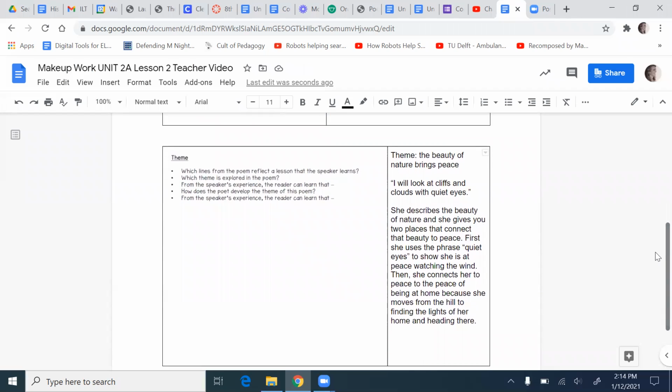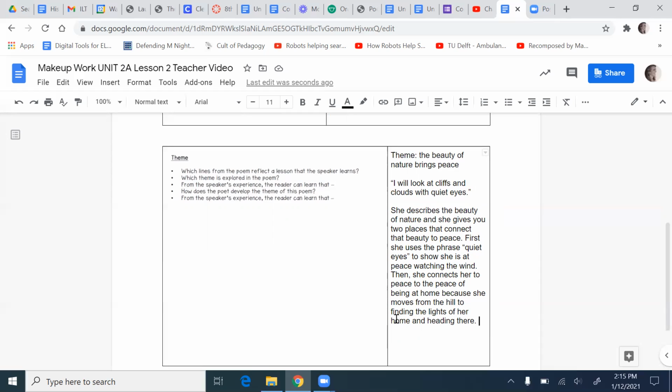But if you get a short answer response, how does the poet develop the theme of the poem? This is the kind of question you're going to get where they expect you to write a paragraph. This is what we want that to look like. Look at that. We wrote three complete sentences. And within those sentences, we didn't just drop quotes, we showed you how the quotes helped us. So first she uses the phrase quiet eyes. I didn't quote sentences, I quoted two words of the poem. But that is quoted evidence that proves what I said. And look, I gave you how many reasons?